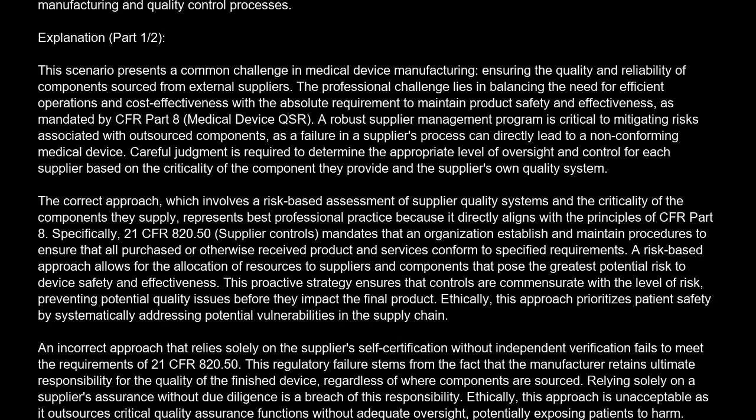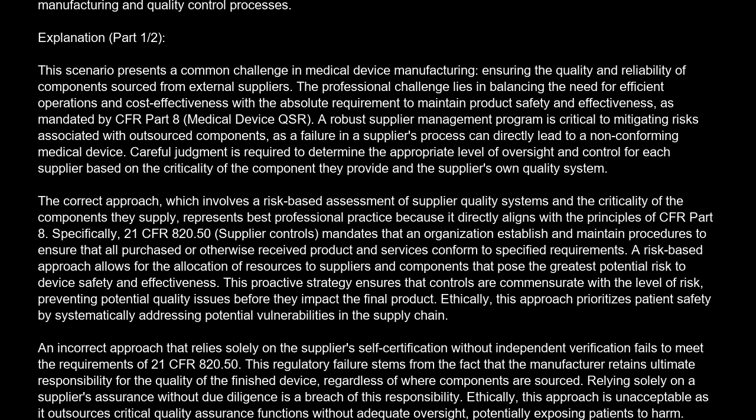The correct answer is B. Conduct a risk-based on-site audit of the supplier's quality system, focusing on areas related to the critical components manufacturing and quality control processes. Explanation. This scenario presents a common challenge in medical device manufacturing, ensuring the quality and reliability of components sourced from external suppliers.